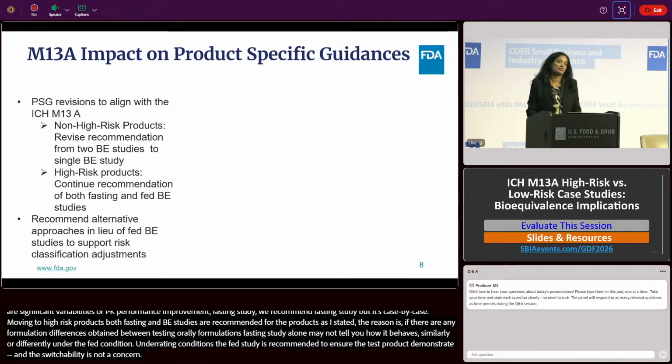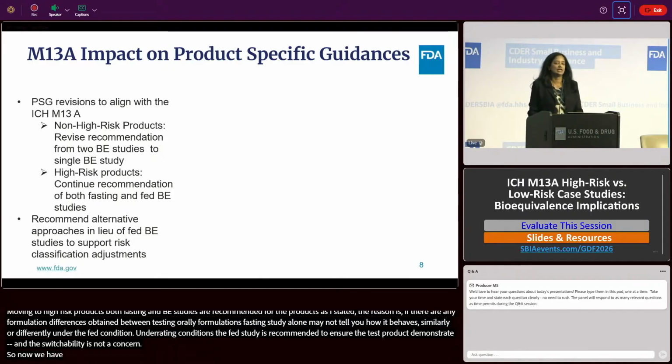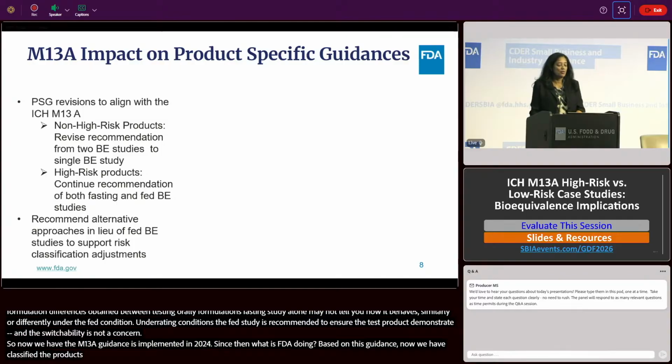So now we have this ICH M13A guidance implemented in 2024. Since then, what is FDA doing? Based on this guidance, now we have classified the products as high risk and non-high risk. Now we are revising a lot of drug products based on this risk classification.